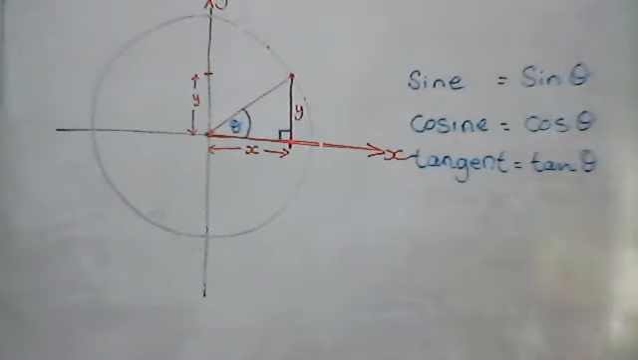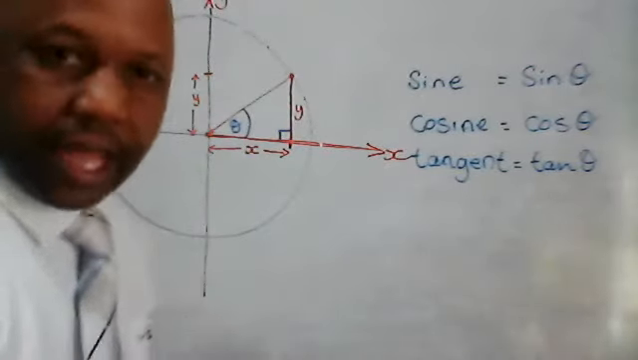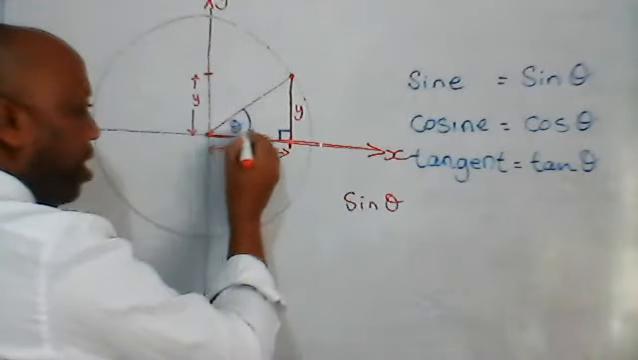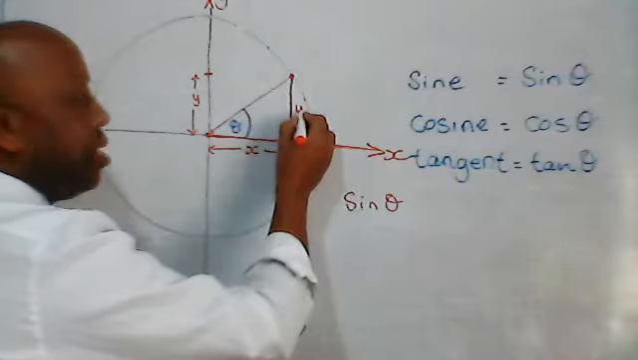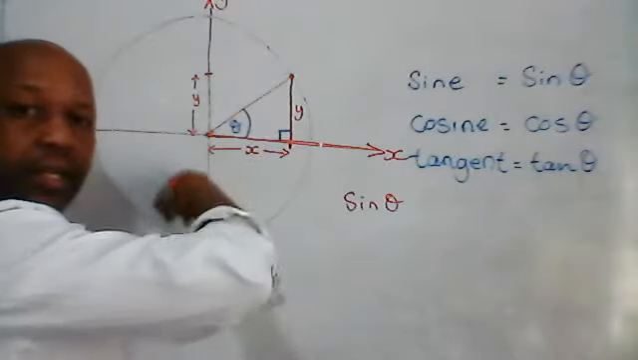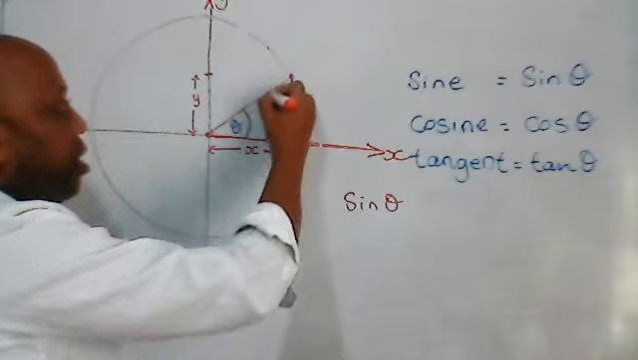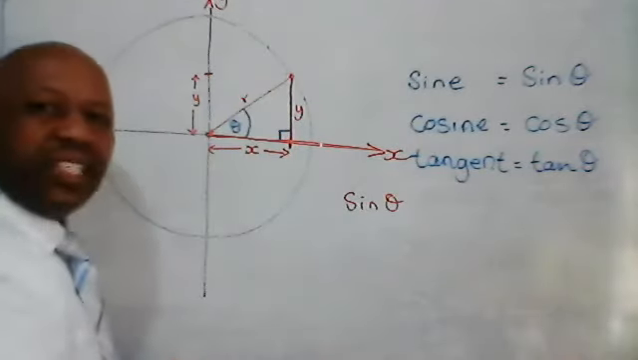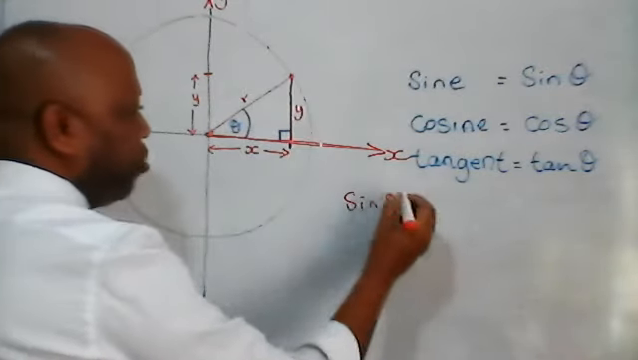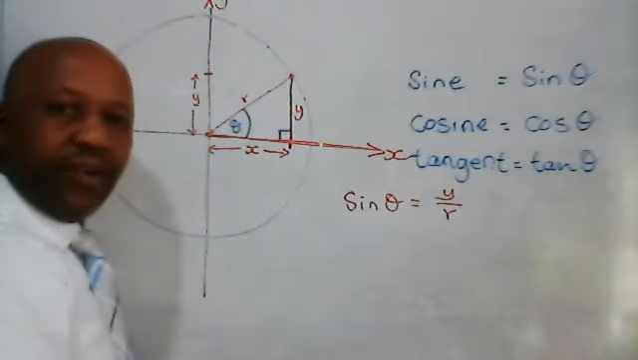Okay, we define the sine of theta as the opposite side divided by the hypotenuse side. Now, in this circle here, this is the center, this is the circumference of the circle. Our hypotenuse side is the radius r. So the sine of theta is the opposite, which is y, divided by the hypotenuse side, which is r.